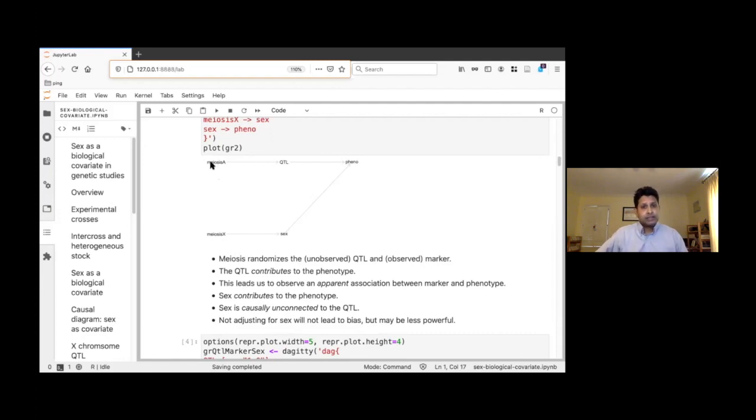And the meiosis on the autosome is causing the QTL, which also causes the phenotype in this case. So in this way of conceptualizing the trait, you would say that sex is an independent cause. And so here, notice that there is no direct connection. One should not see an association between QTL and sex here, because the causes for the QTL and sex are independent here.